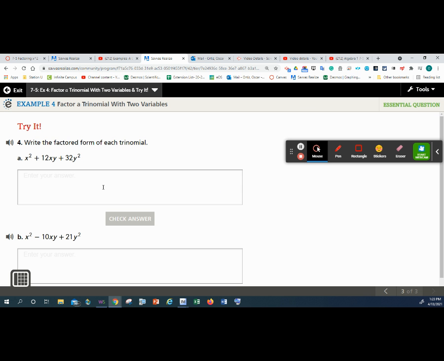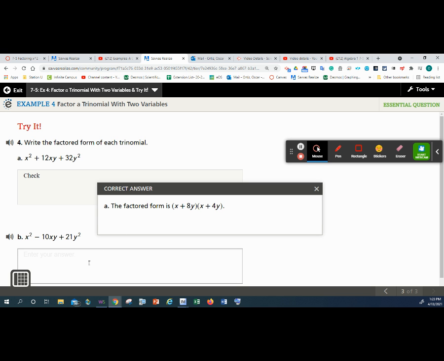So now let's do the same thing here. Pause the video, try that one, check the answer. Again, probably the easiest way is to ignore the y in the second term and the third term. Do it as you know how to do the other ones, and then at the end, throw in the y for each factor. That's probably the easiest way to think of it.